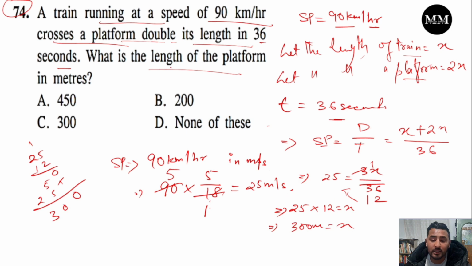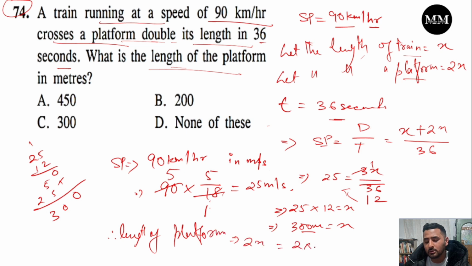So what do we have to find? The length of the platform. This is the length of the train. We have to find the platform, which is 2x. Therefore the length of the platform will be 2x, which is 2 into 300. The value of x is 300, so the answer will be 600 meters. Platform is 600 meters. So for question number 74, the answer will be option D, because there's no option which has 600 meters.